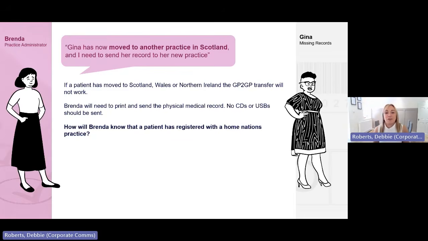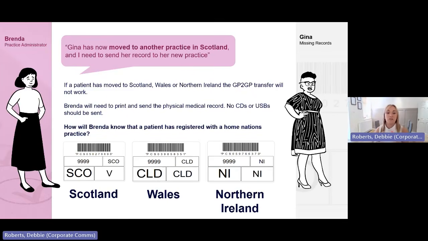So how's Brenda going to know then that a patient has moved to a home nations practice? Now, ideally, she's going to identify that with the label that she receives from CitySprint. I've just put a couple of examples on screen. There are different codes that are used in this, so it's not just going to be these codes, but I do have the other codes on another screen as well, which I'll talk you through in a moment. But I just wanted to flag those up to you, that when you do receive your tracking label, just have a look on there for the ID number, just to make sure whether the full record needs to be printed and sent off.